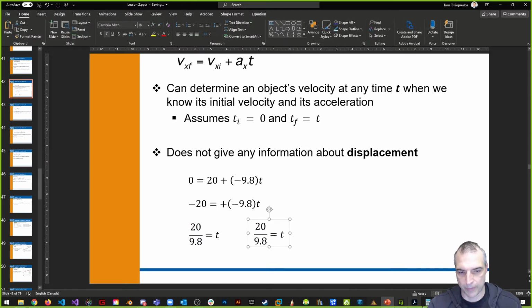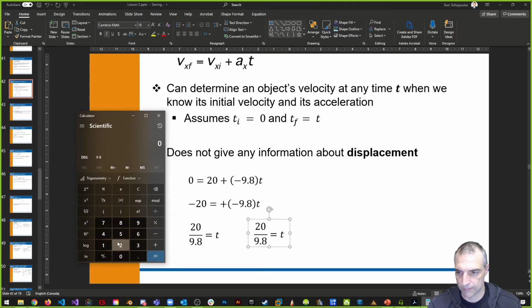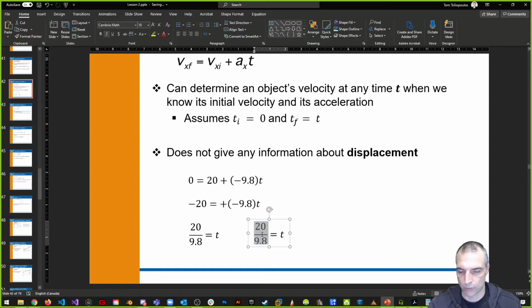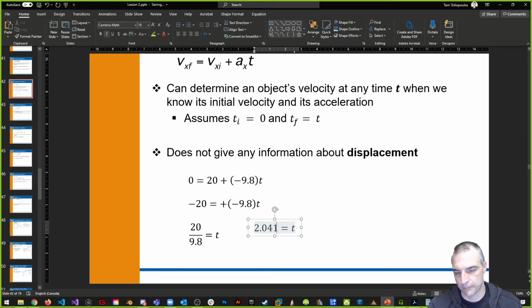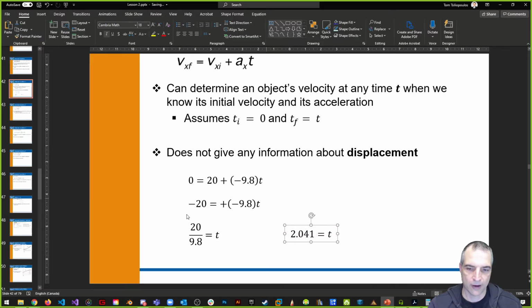So 20 divided by 9.8 then, we figure it out as 2.04. Okay? So we're going to say that that's 2.04. And by the way, typically I'll ask you for a number of decimal places. If I said 3 decimal places, it's going to round the 0 up to a 1, so 2.041. So what we're saying is when the velocity is 0, it takes 2.041 seconds for the velocity to be 0. But my friends, this is only half of the picture.